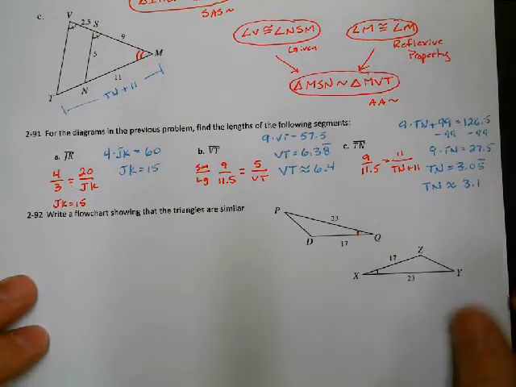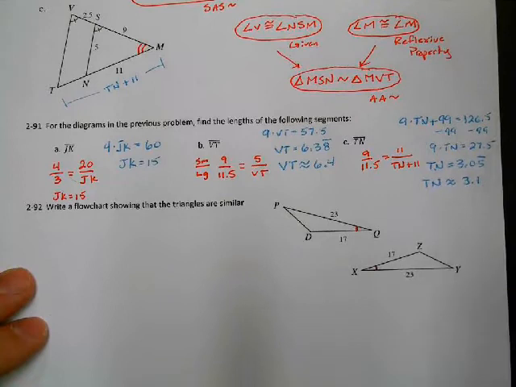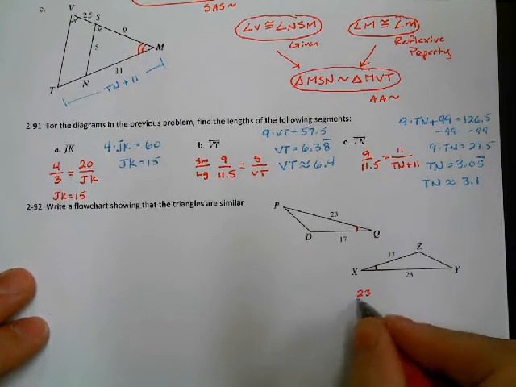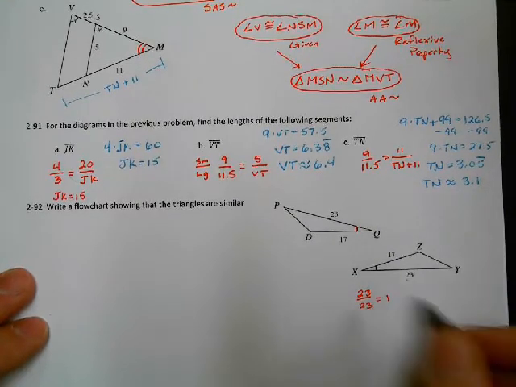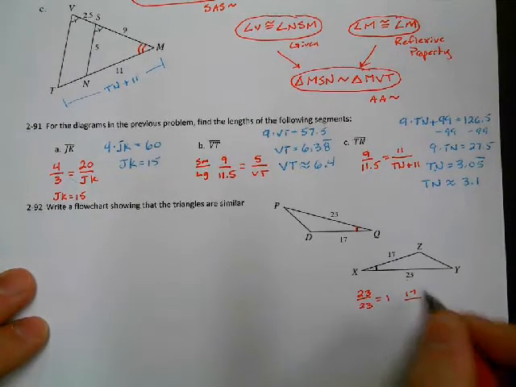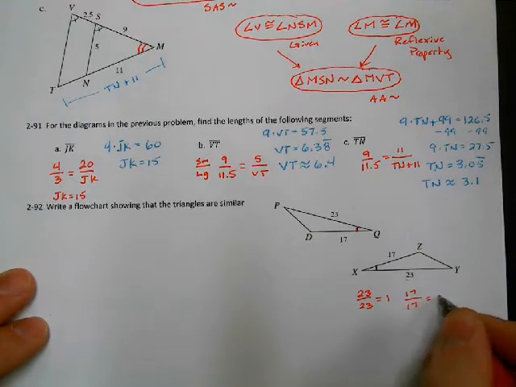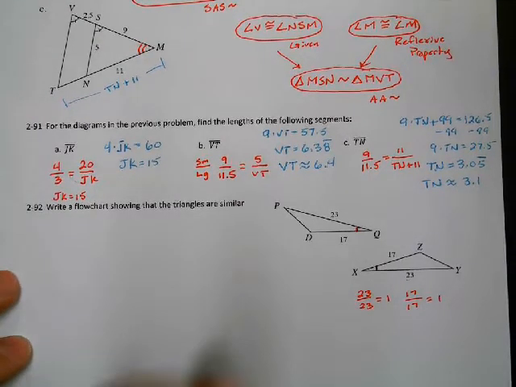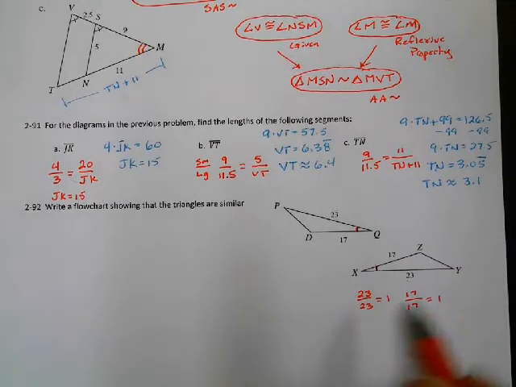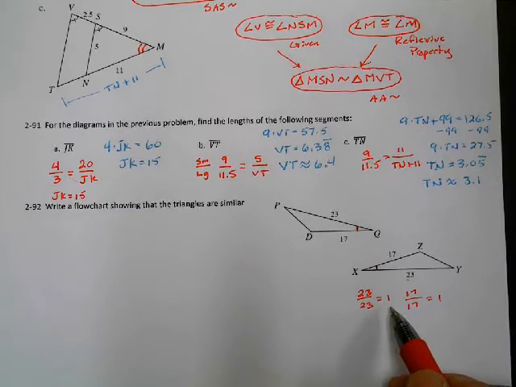So the first thing that we need to do is go ahead and match up the corresponding parts. The biggest one over here is 23, and it corresponds to the biggest one over here, which is 23. So the scale factor is 1. The smallest one over here is 17, and the smallest one over there is 17. Scale factor of 1. So they are similar by side, angle, side. Now technically, these are also congruent. Remember, when you have a scale factor of 1, that means they're actually congruent to each other. So these are both similar and congruent to each other.